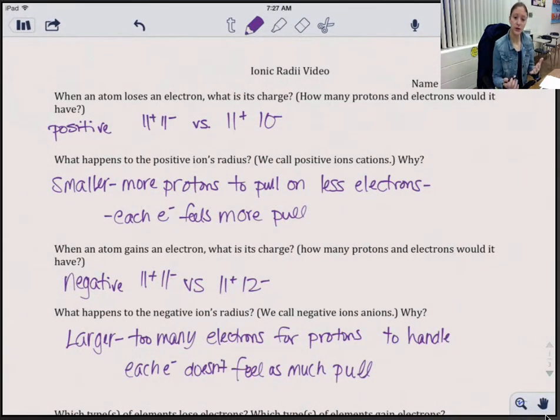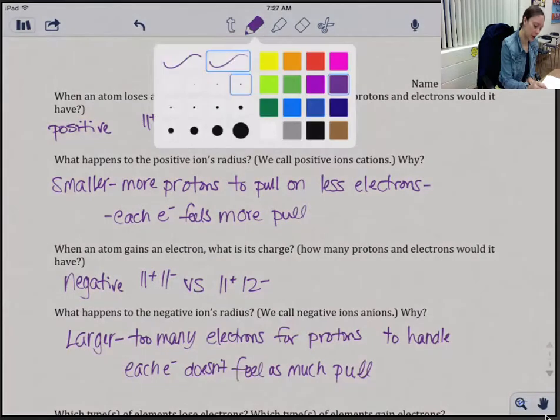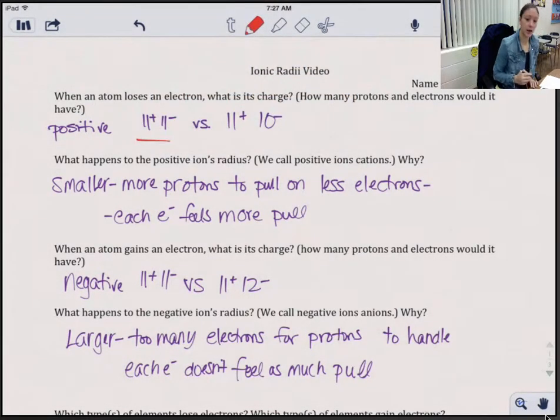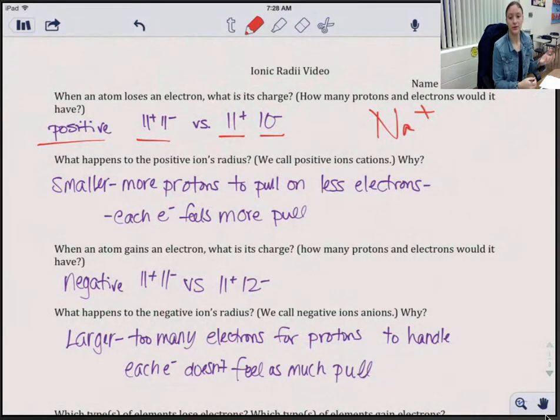Well, if an atom loses an electron, think about it like how I have it written here. If I have 11 positives and 11 negatives, I lose an electron, I'm still going to have 11 positives, but now I have 10 negatives. So I have one extra positive compared to my negative. So that makes it a positive. So when an atom loses an electron, it's not going to be a negative, it'll actually be a positive. So I would write that as something like Na+. A positive sign meaning that you have lost that electron.